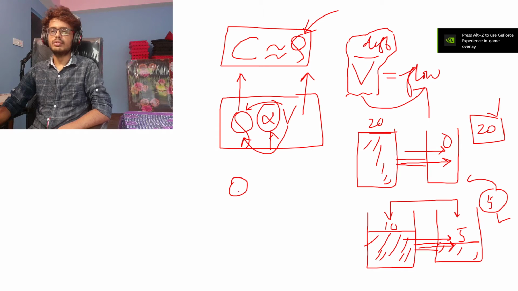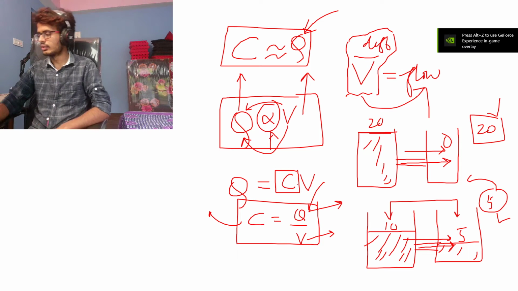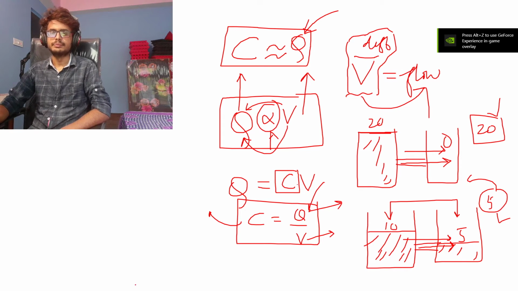Now I remove the proportionality sign by adding an equal sign. I put a constant here, and that constant is the capacitance. So C is given by Q over V. The capacitance of a conductor or a capacitor, whatever it is, is the charge over the potential, right? How much charge there is over the potential. This is very simple. This should be in your head.